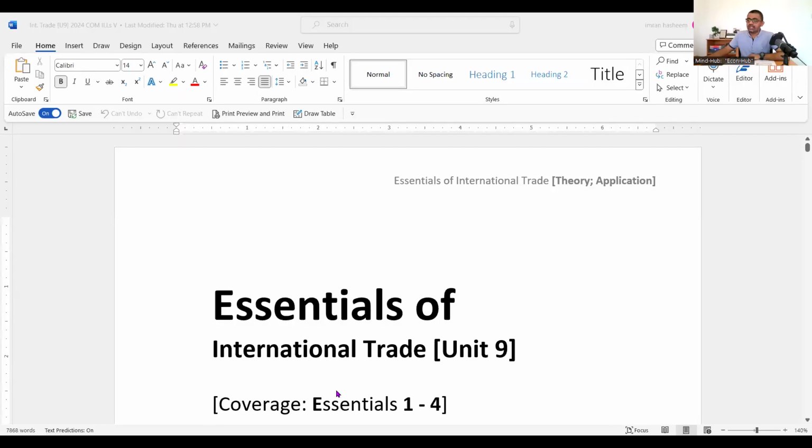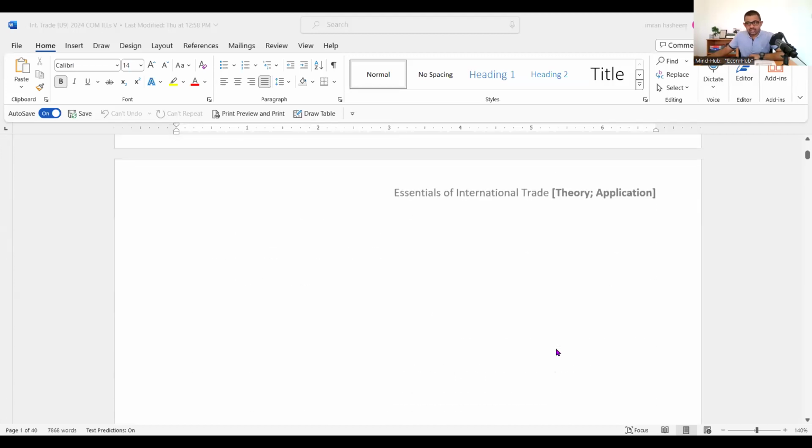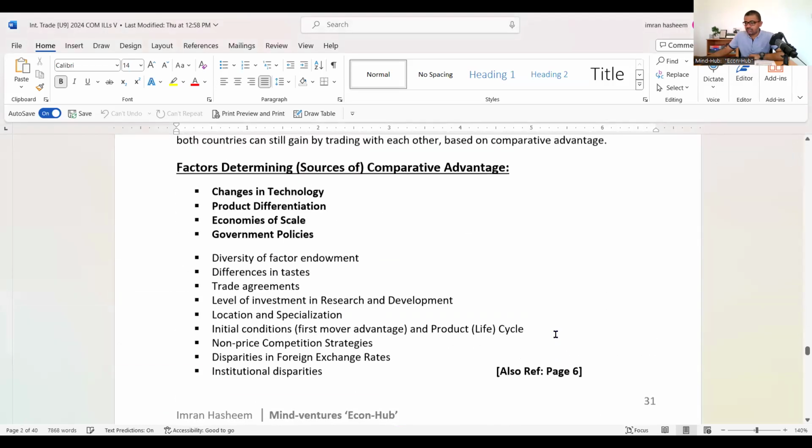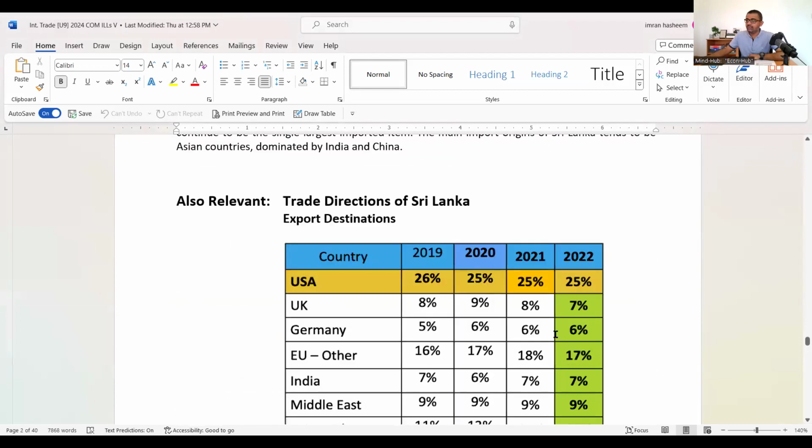So that's basically the coverage for this session. Let's have a productive virtual learning session and get the job done. With that, let me go to the study material first, then I'll come to the slides as well. By now on the screen, you should be able to see the study material, the hard copy for Unit 9. I'll just scroll into the area where we need to focus.